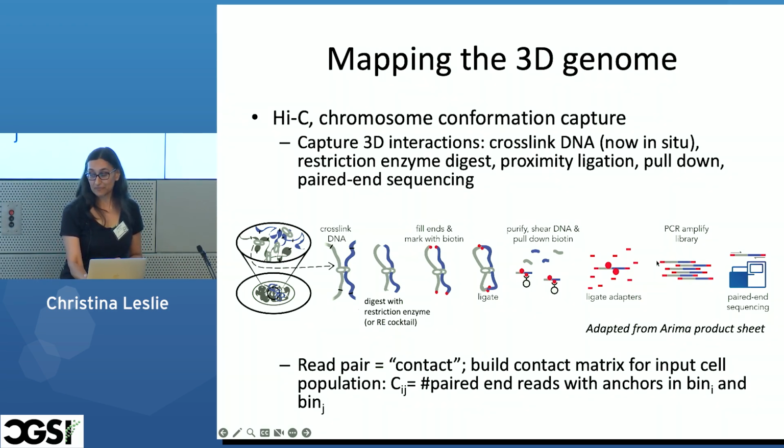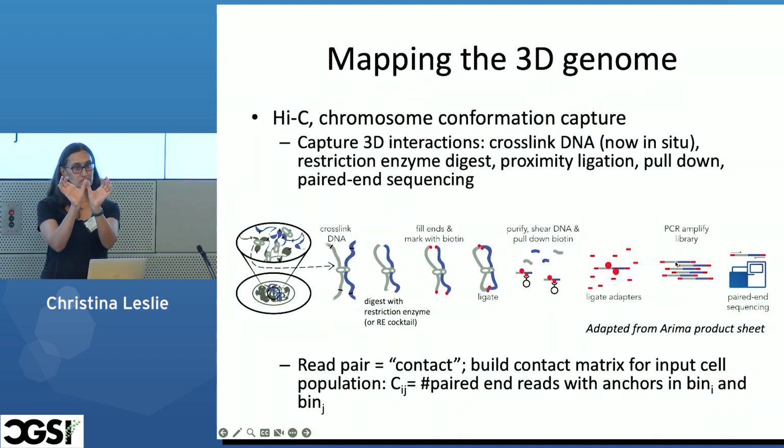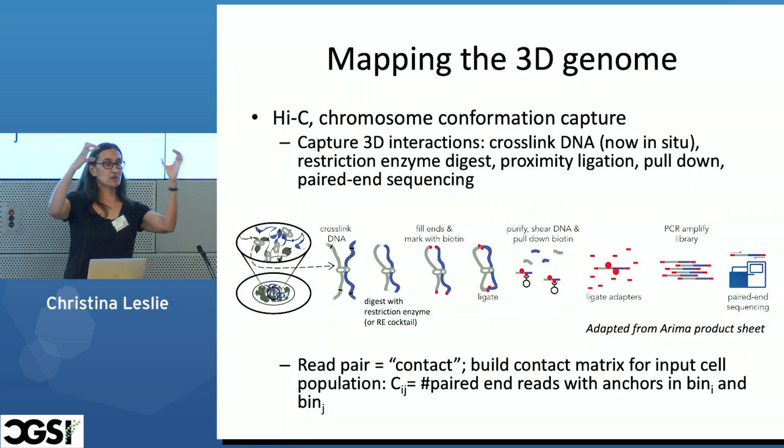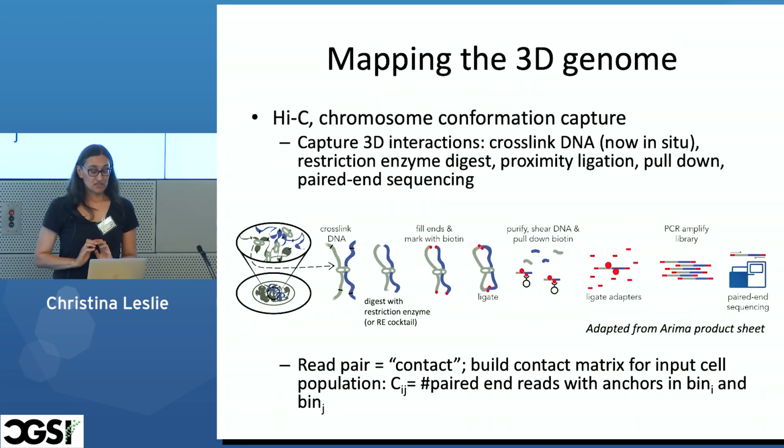of these chimeric fragments, the gray and blue, right? So the gray and blue parts were maybe far in the linear genome, but they were close enough in 3D to be captured by this proximity ligation, right? And what we get from these paired-end reads, we call the read pair a contact, right? We usually bin the genome and we map what are called the anchors to bin I and bin J, and we increment a contact in the 2D matrix, contact IJ, okay? So Cij is the number of paired-end reads with anchors in bin I and bin J.